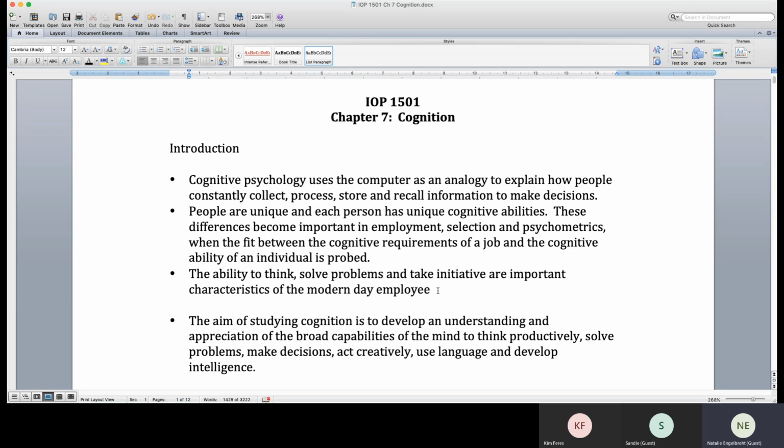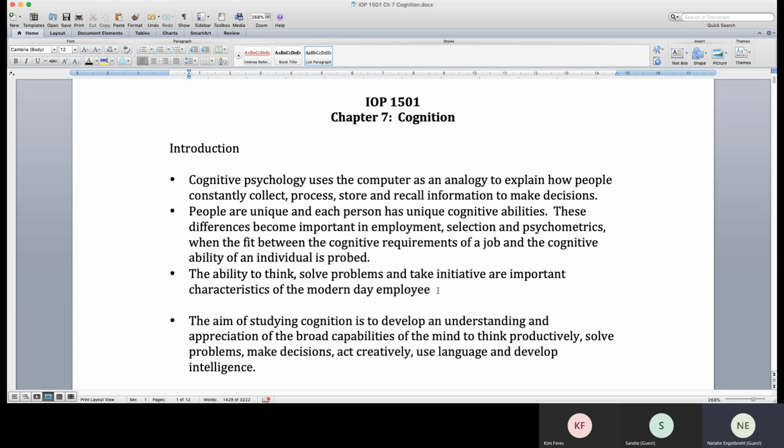Now, cognitive psychology as a branch of psychology really uses the analogy of a computer to explain how people constantly collect, process, store, and recall information in order to make decisions. Now, just think of yourself. On a daily basis, we are bombarded with stimuli from the environment. We take all of that in through our senses, and then we try and make meaning out of those in order to make decisions. Shall I go left or shall I go right? So that is the analogy that is used.